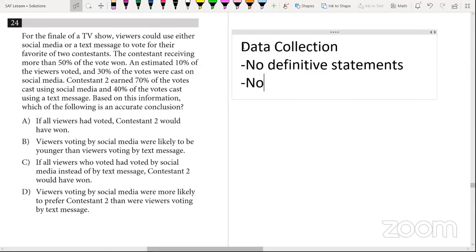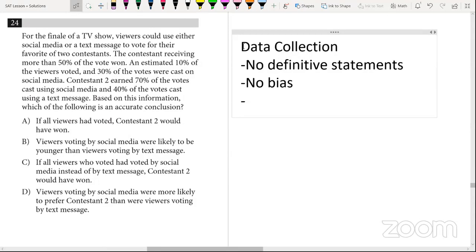Number 2, we want no bias. Bias is in the people you pick for your experiment or the location you pick for your experiment. So for instance, I wouldn't want to go to a rock concert and ask people how many people there like rock and roll, because the fact that they're at a rock concert means that they like rock and roll.